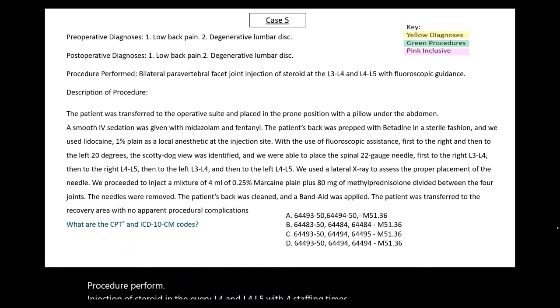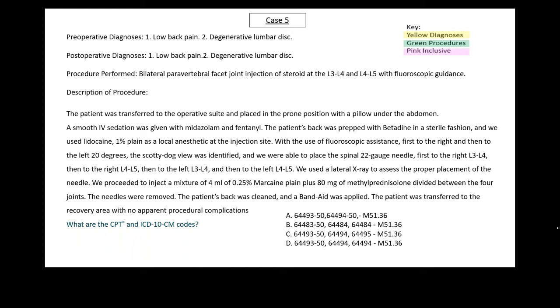Description of procedure: the patient was transferred to the operative suite and placed in the prone position with a pillow under the abdomen. Mild IV sedation was given with midazolam and fentanyl. The patient's back was prepped with betadine in a sterile fashion, and we used lidocaine 1% plain as a local anesthetic at the injection site.